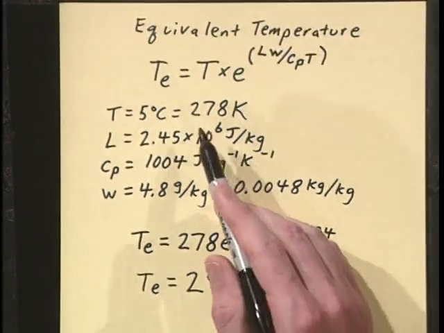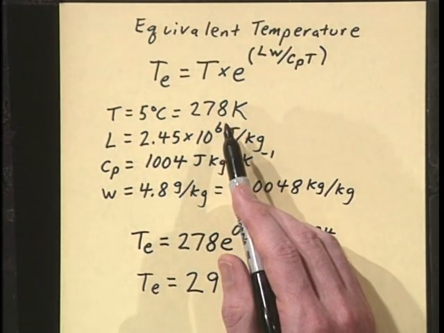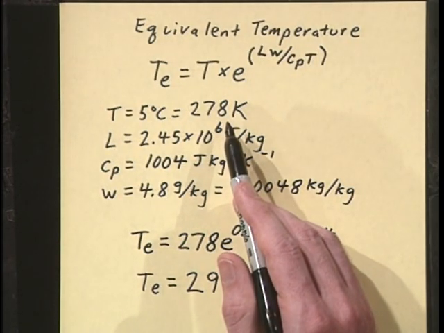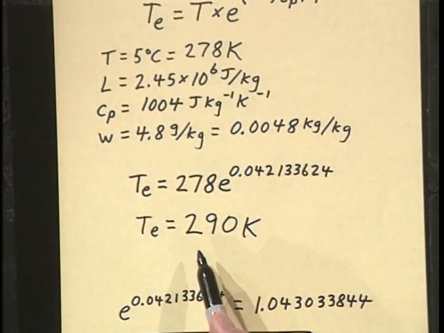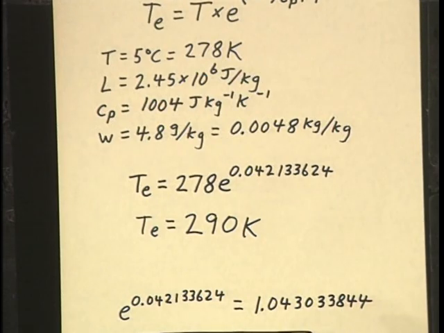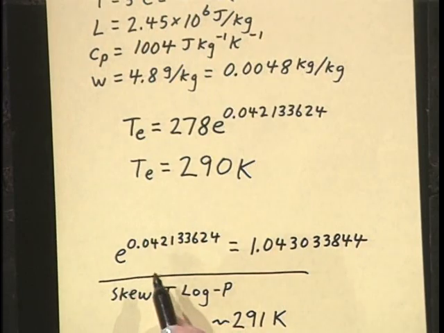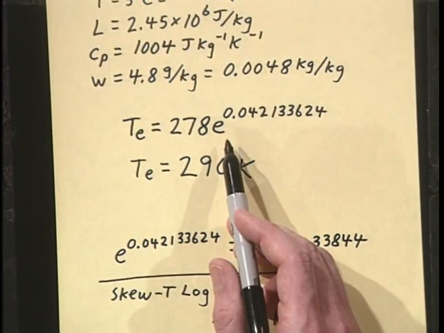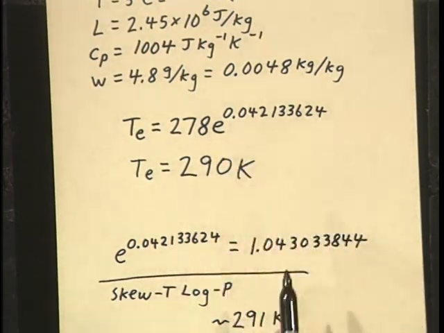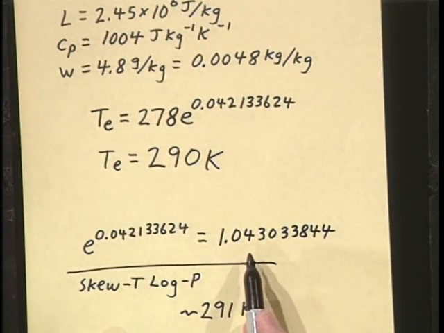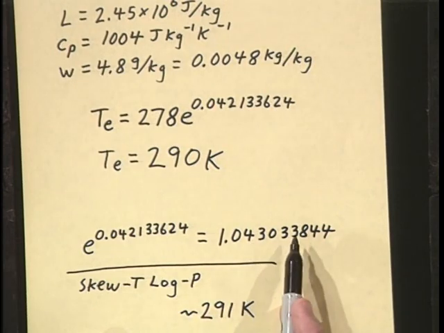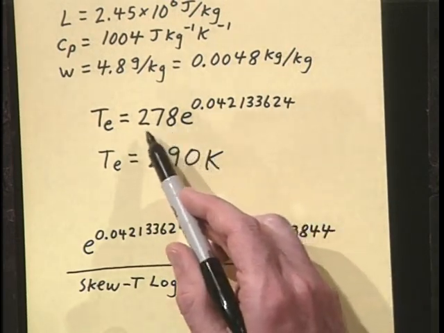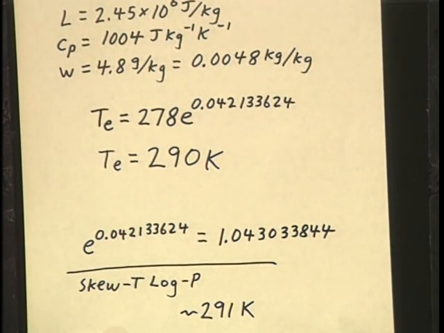So we had an original temperature of 278. We took all the moisture in the air, condensed it out. That releases that latent heat. After all that latent heat is released, we end up with a value of 290 Kelvin. And down here, I have written what you should get on your calculator when you take e to this number here. You'll end up with 1.043033844. So when you take that value here and multiply that by the 278, you'll get the 290 value.